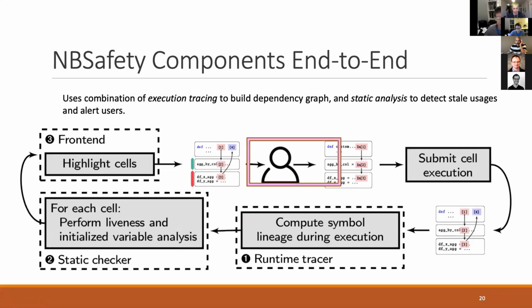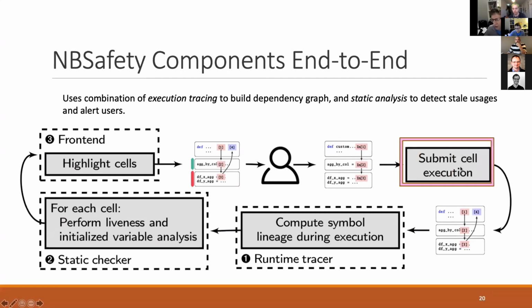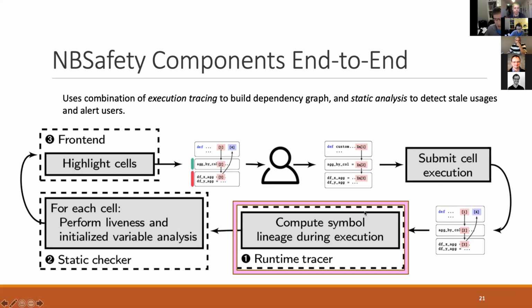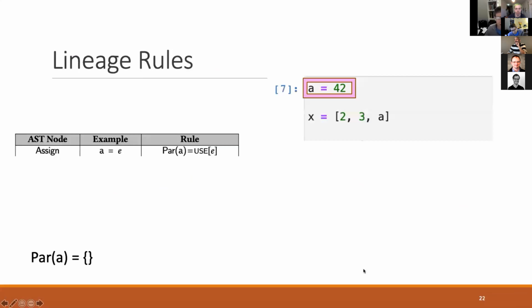The first step is the user submits to the kernel a cell for execution. During cell execution, the tracer looks at each statement as it runs and builds up lineage, or data flow dependencies, between symbols appearing in the executed statements. Here's a quick example of the tracer.